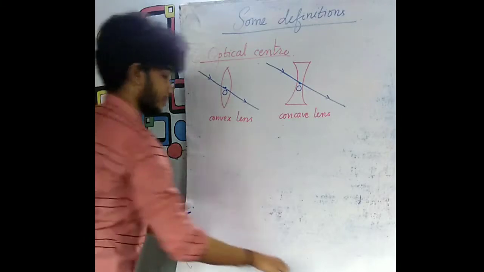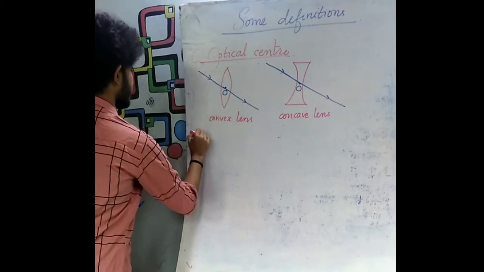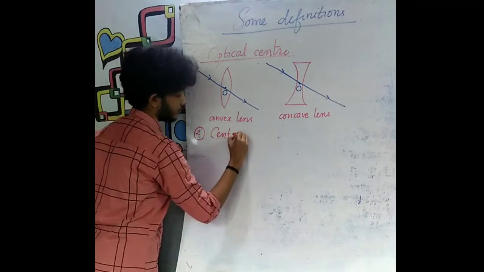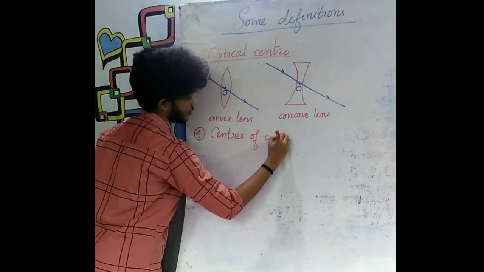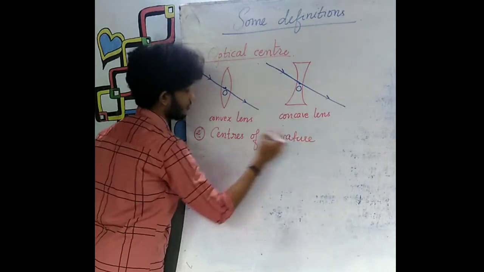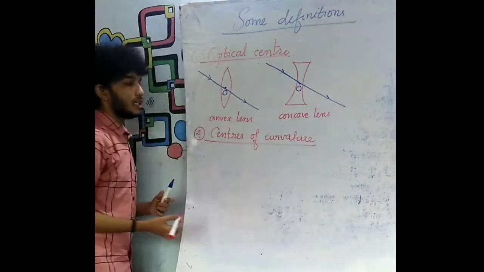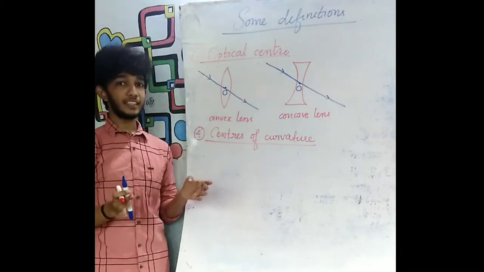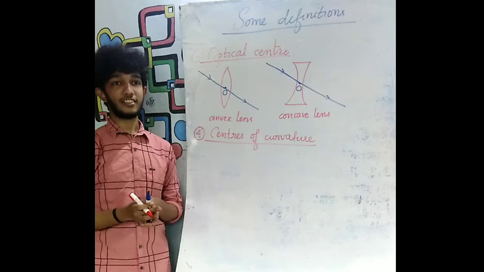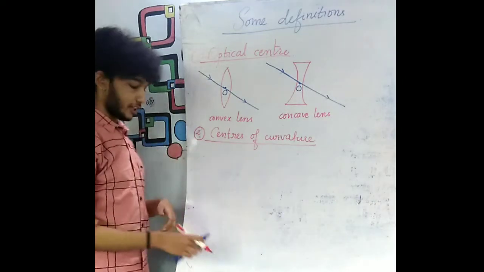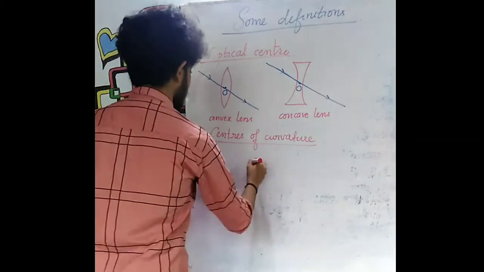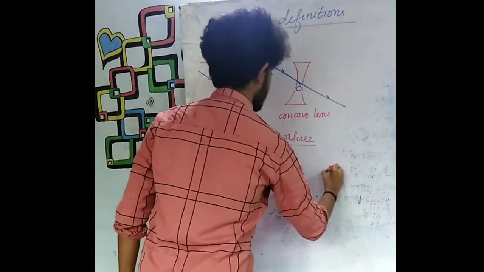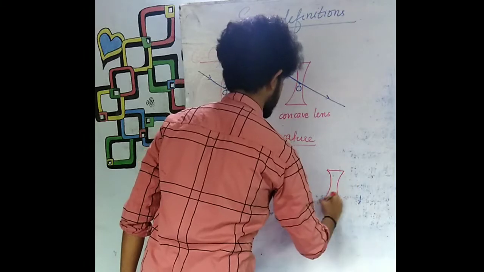Now, the second term regarding the spherical mirrors is centers of curvature. Why centers of curvature? In the case of a mirror, we had only one center of curvature. But in the case of a lens, we have two centers of curvature. That is why centers of curvature. So let me draw a convex as well as a concave lens.